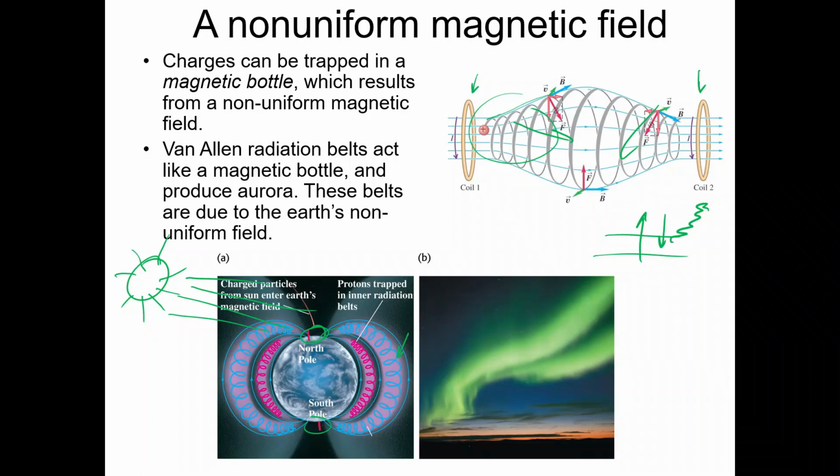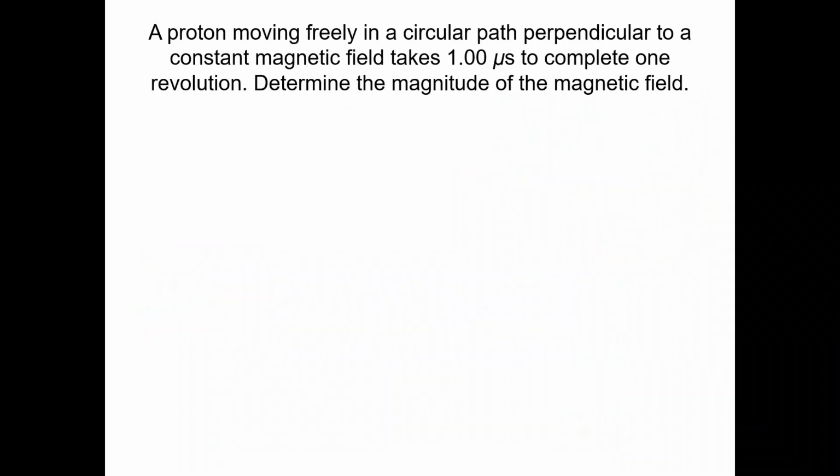So the aurora borealis in the northern hemisphere and the aurora australis in the southern hemisphere are caused because those charged particles get trapped in Earth's non-uniform magnetic field, get excited, emit radiation, and we get to see beautiful colors at the poles.